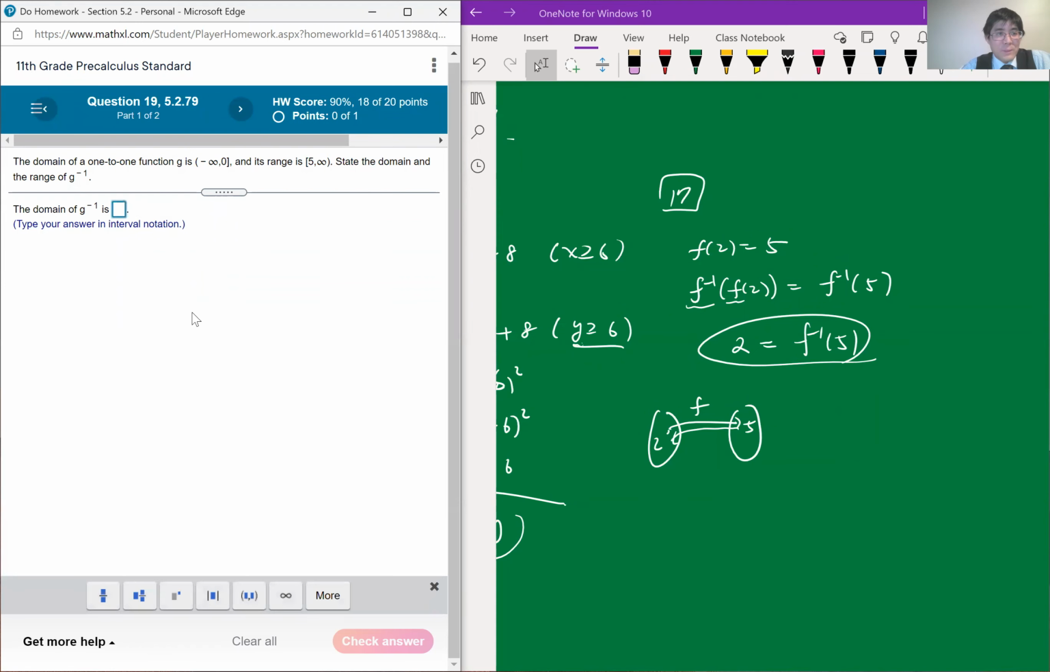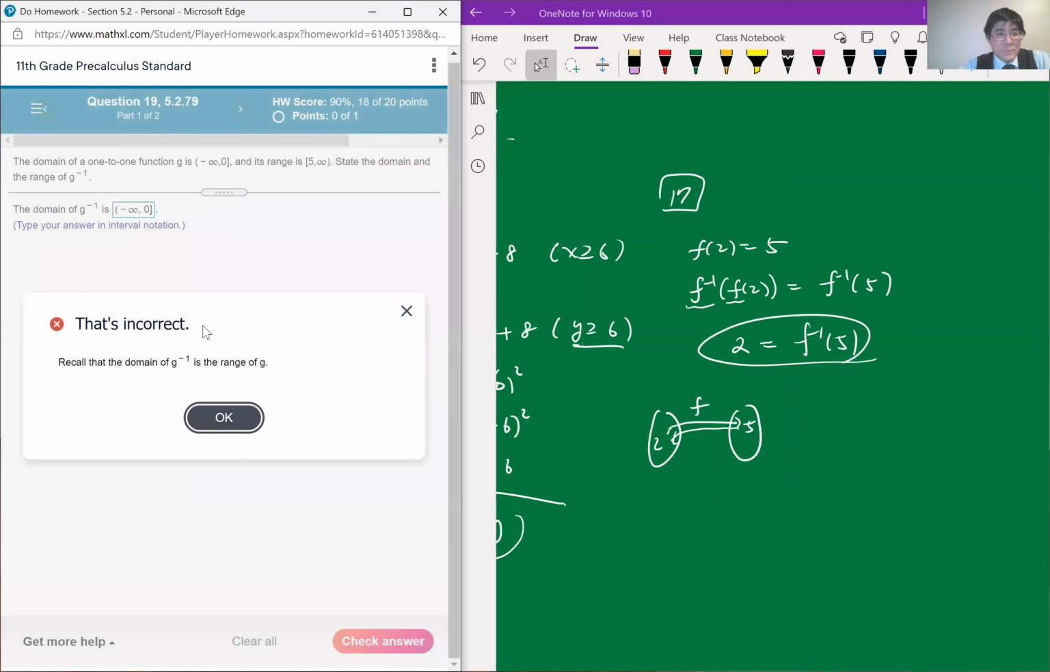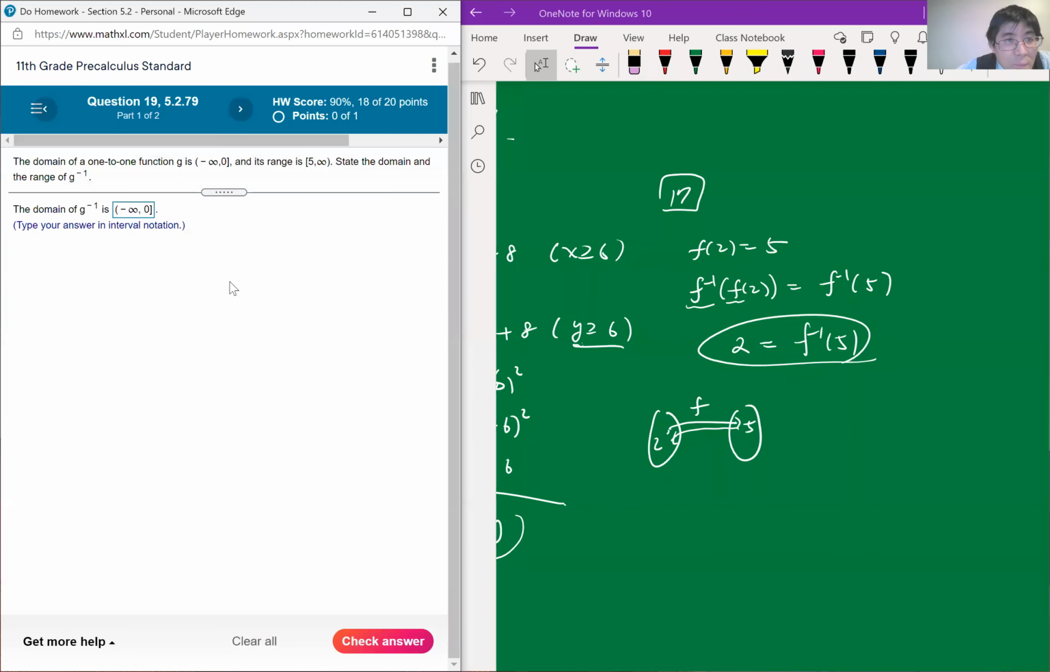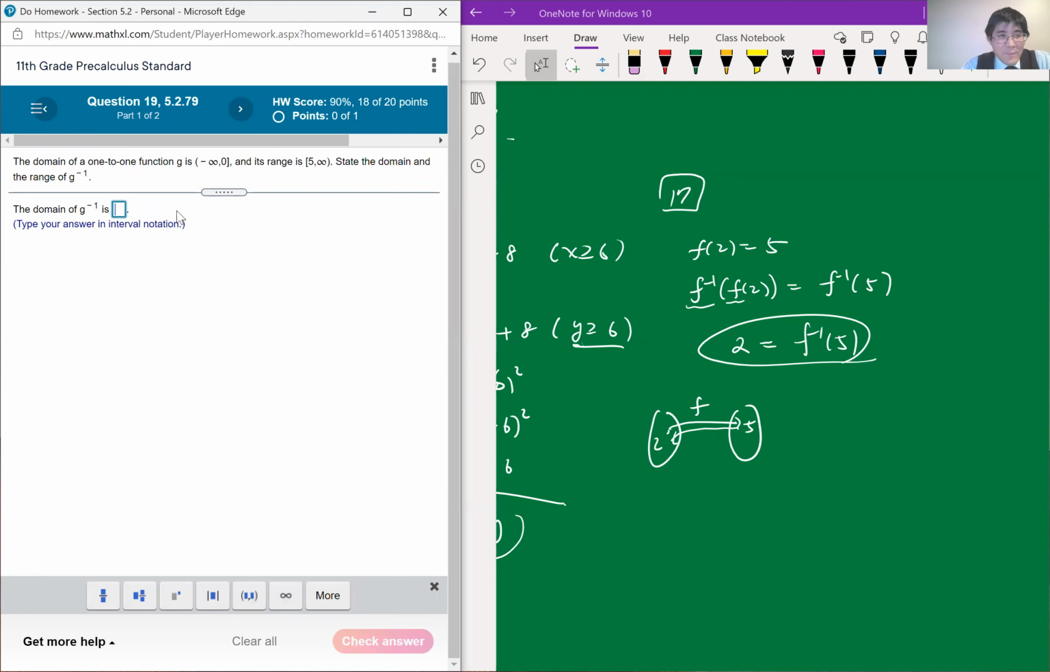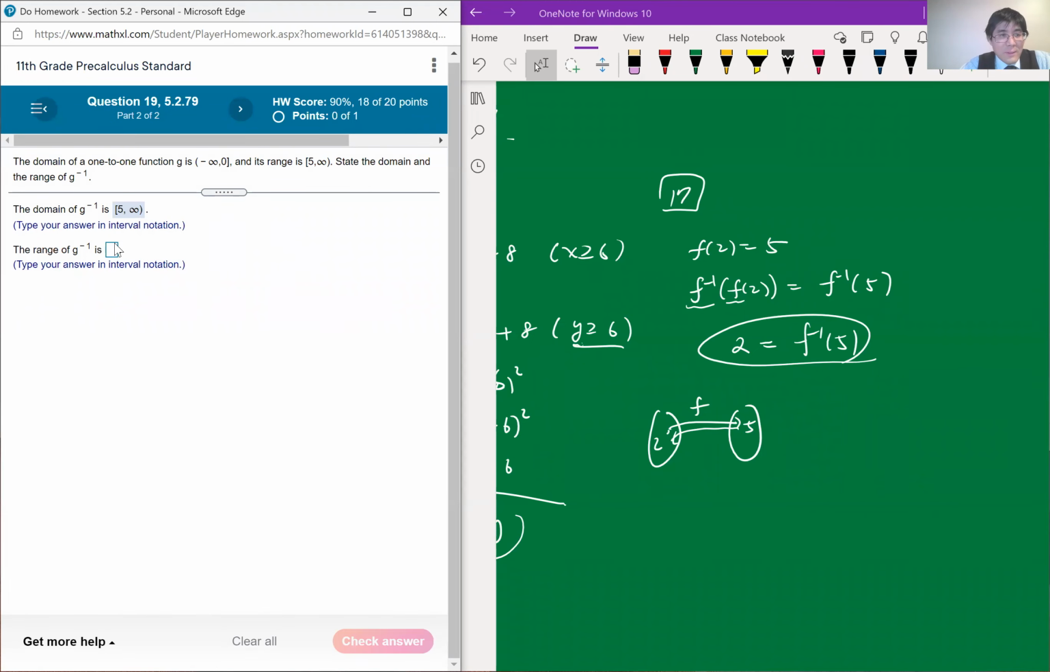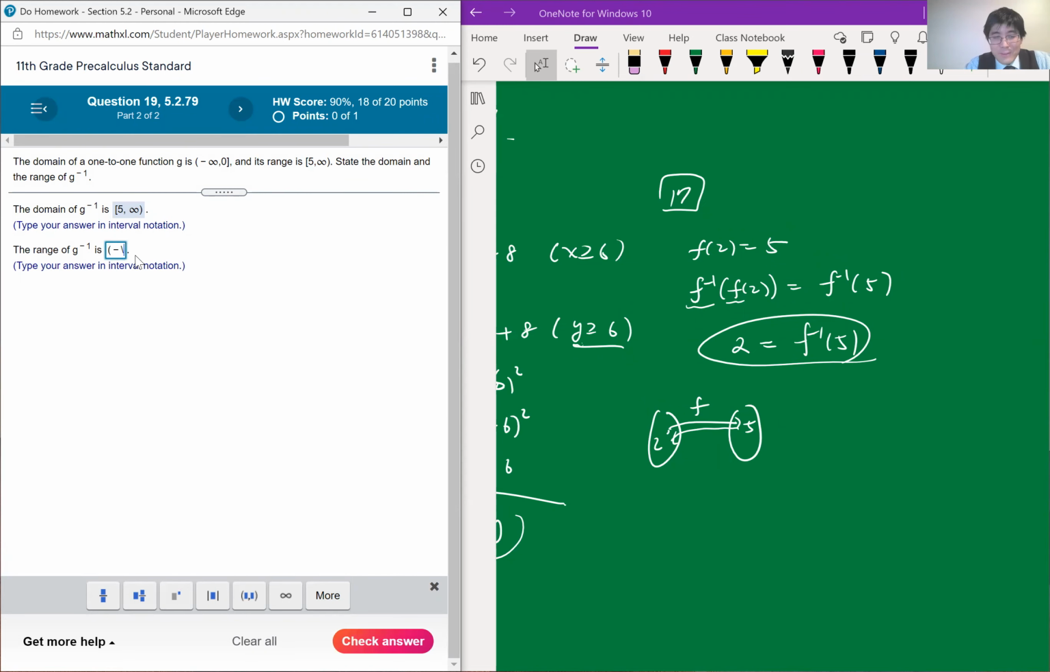So it's going to be the same problem, so I'm just going to write down the answer. Domain of the inverse is the same thing as... oops, sorry, it should be the range of the original function. So the domain of g inverse is the range of the original function. So it's going to be 5 through infinity. I should have copied the answer. So -infinity to 0 for this one.